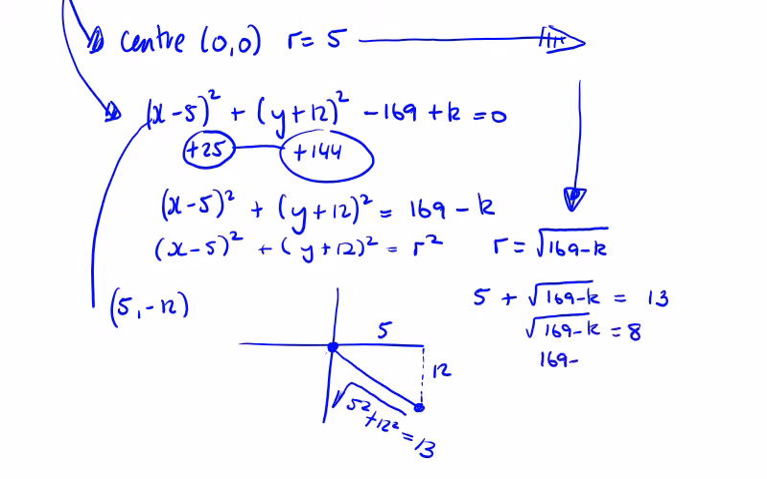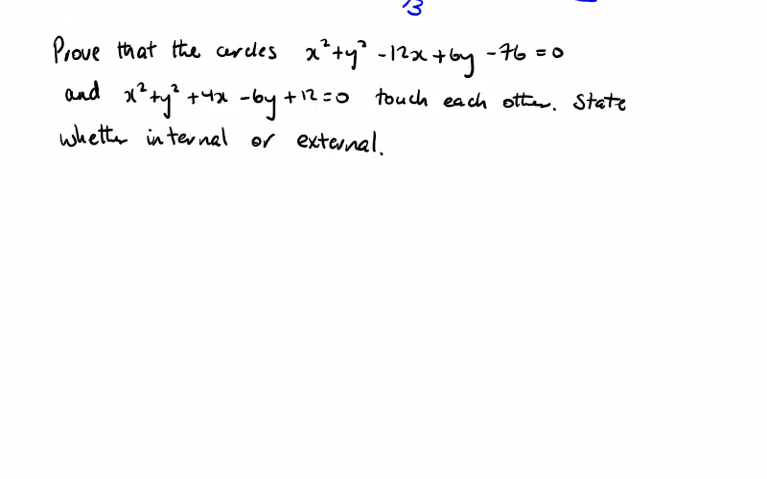Squaring both sides, I get 169 minus k is equal to 64. Bring the k to the right and make it positive, and the 64 to the left, 169 minus 64 is 105. So in this question, k is equal to 105.